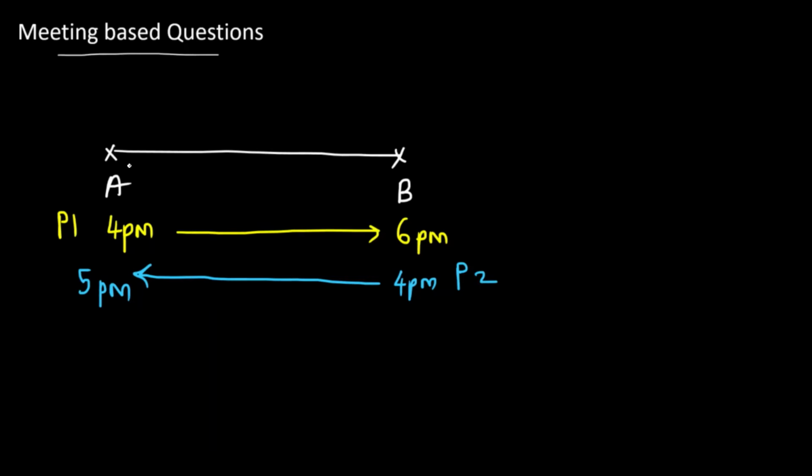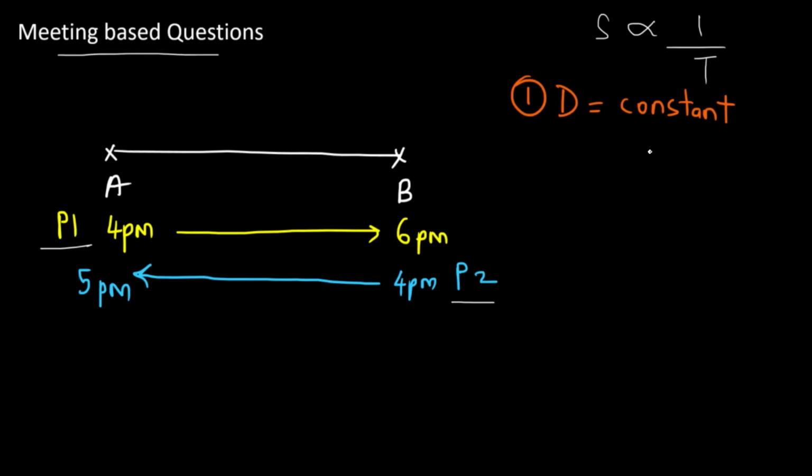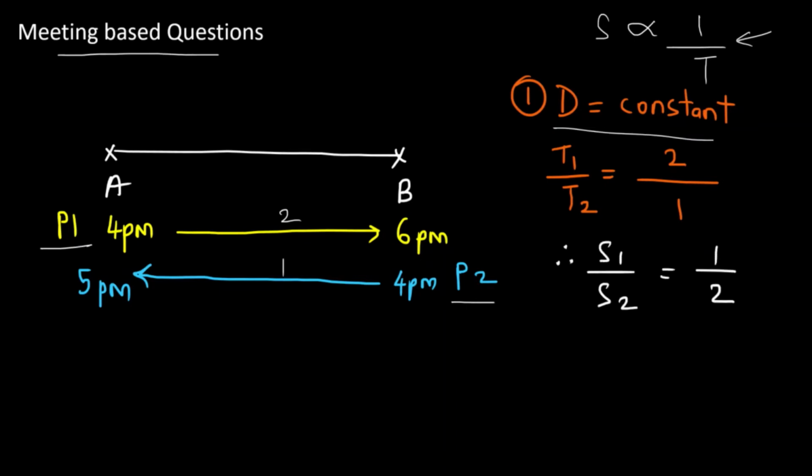Now you can see that the distance traveled by person 1 and person 2 is the same, right? That's the distance between point A and point B. So the first step over here is the distance is constant, and we know that when the distance is constant, speed is inversely proportional to time. Alright, now what's the ratio of time over here? Time taken by person 1 is 2 hours. Time taken by person 2 is 1 hour. So T1 by T2 is equal to 2 by 1. Now because distance is constant, speed is inversely proportional to time. Therefore S1 by S2 will be equal to 1 by 2.